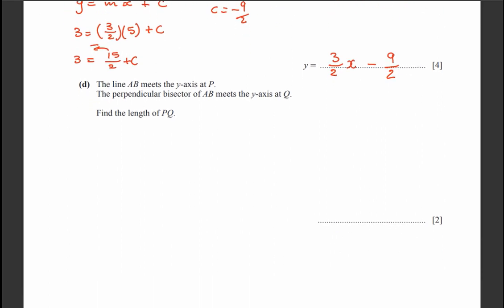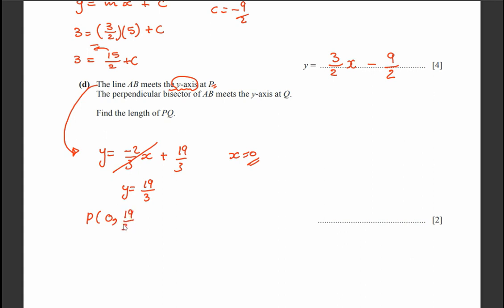For this question, the line AB meets the y-axis at B, and the perpendicular bisector of AB meets the y-axis at Q. Meets the y-axis means x equals 0, in the equation of line AB. So I'm going to write the equation of line AB, which is negative 2 over 3 x plus 19 over 3, and meets the y-axis means I'm going to put x equals 0 to get the point B. So put x equals 0. So negative 2 over 3 x will be crossed out, so y will be equal to 19 over 3. So that means B equals 0 and 19 over 3.